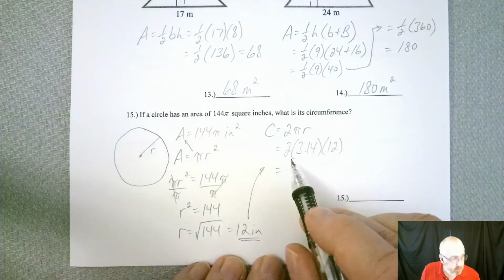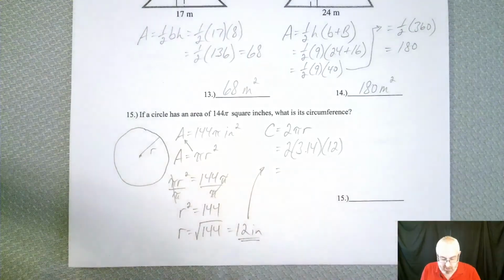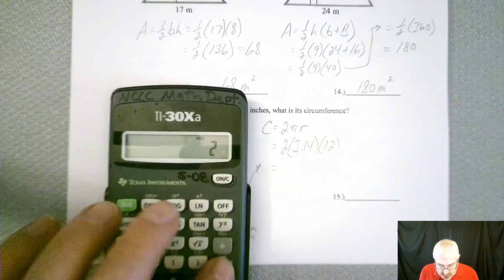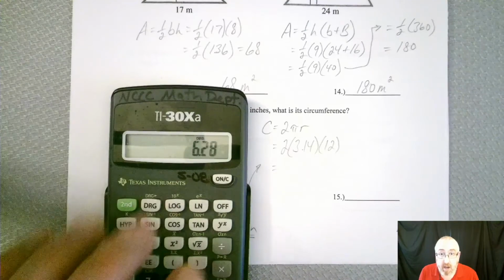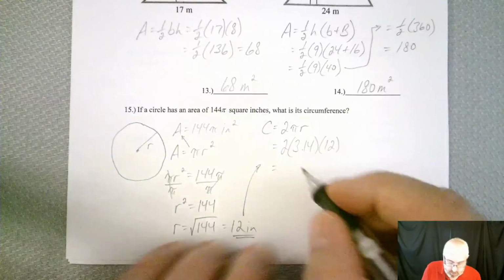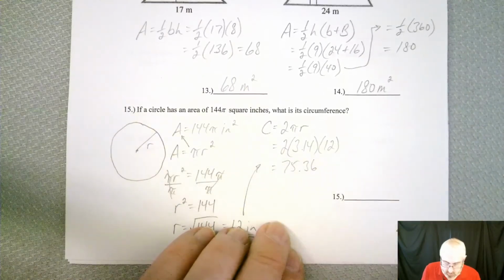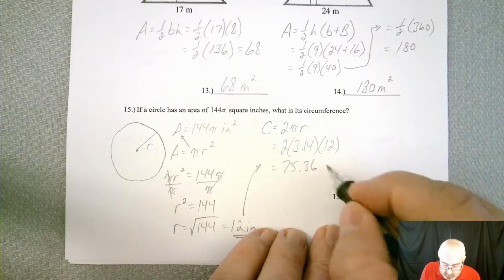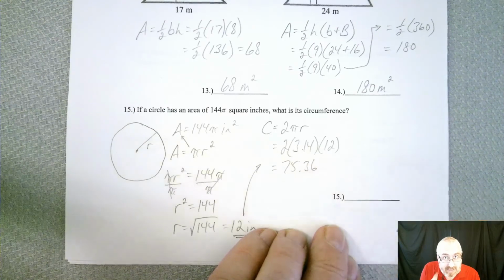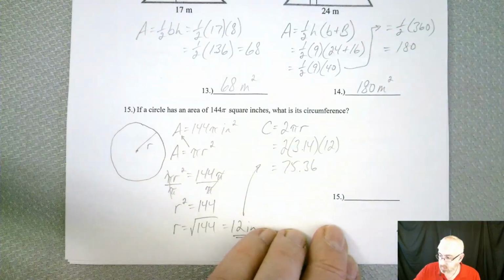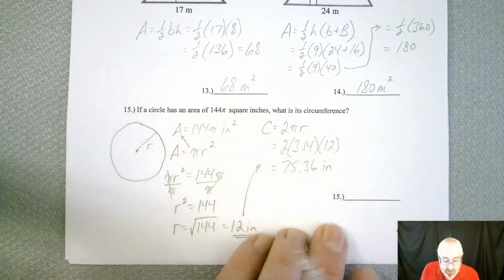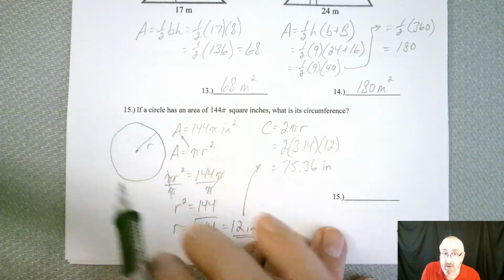So let's do this on the calculator just to make sure. I don't want to mess it up. So if we say 2 times 3.14 times 12 equals 75.36. So 75.36, and is it going to be what for units? Square inches? No. Oop, my buzzer's not working. Oh well. It's just going to be plain inches. Remember, circumference is like perimeter, so it's just a singular dimension.